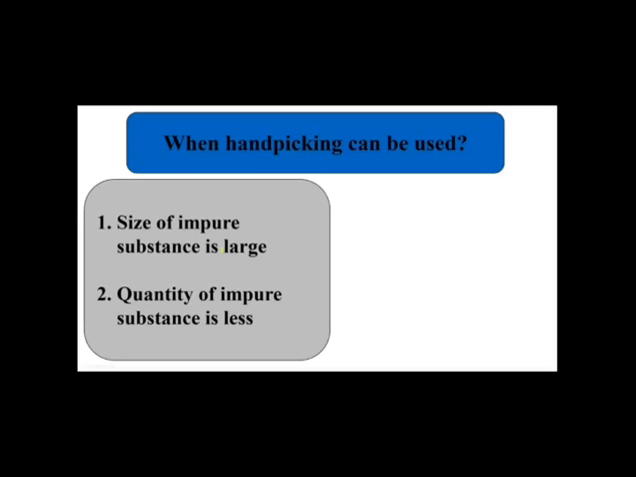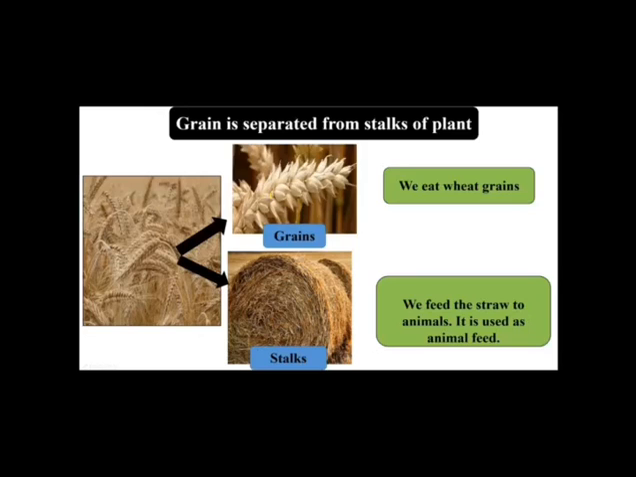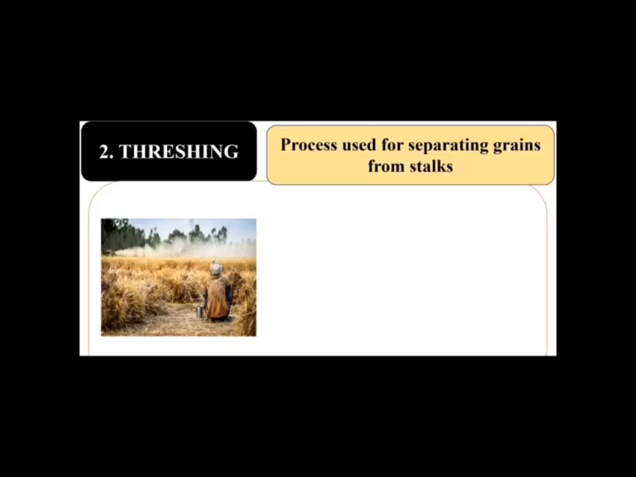Now we already know that after harvesting, the grains are separated from the stalk, and these grains are used to eat, like wheat grains. And the stalks are used to feed animals, right? But now we have to discuss how we can separate these grains from the stalk of the plant. The process by which the grains are separated from the stalk of the plant is known as threshing.